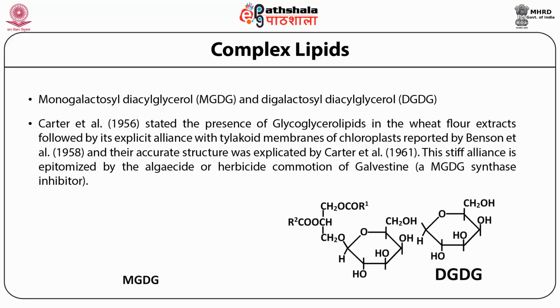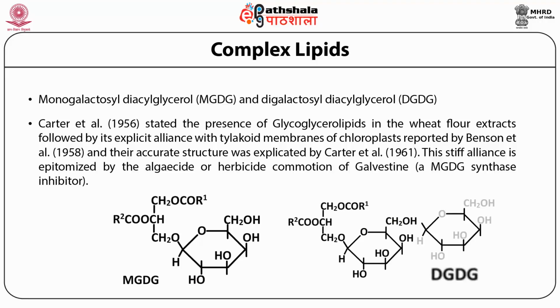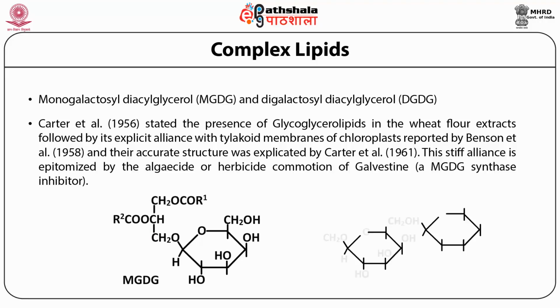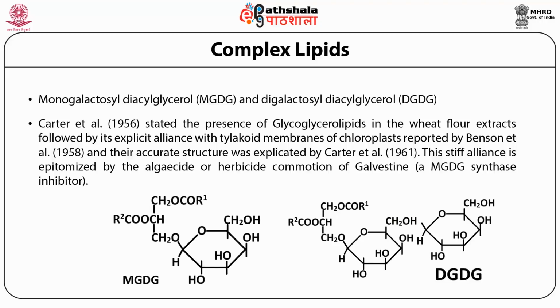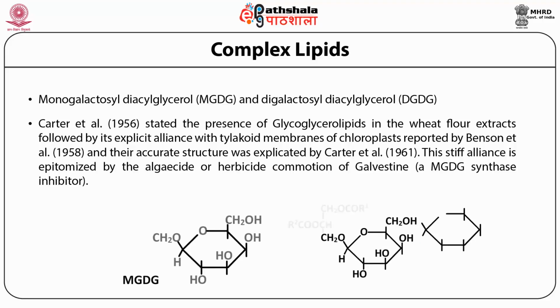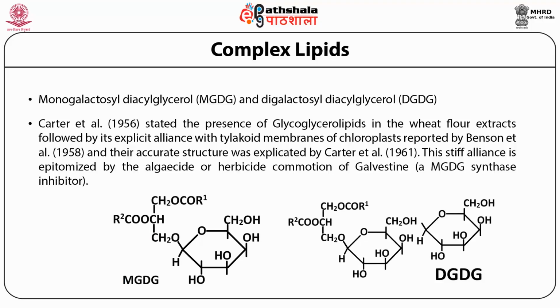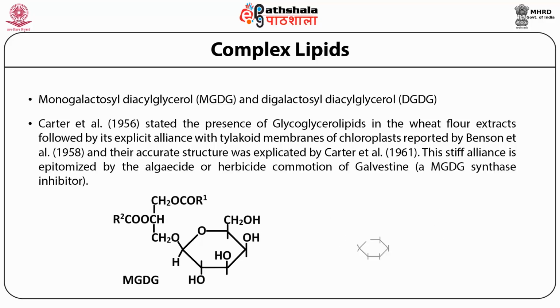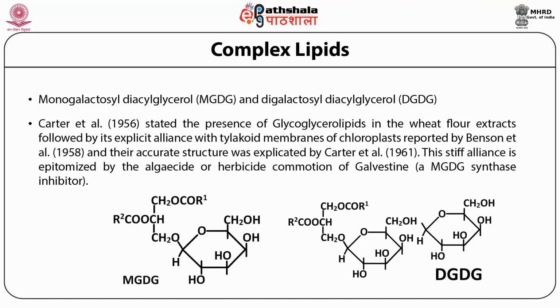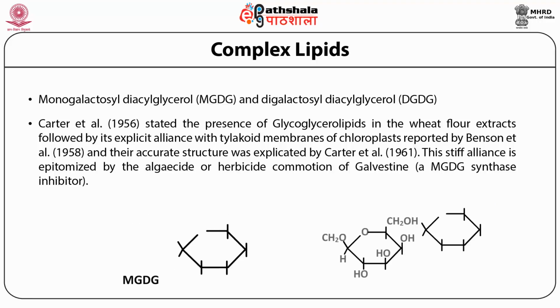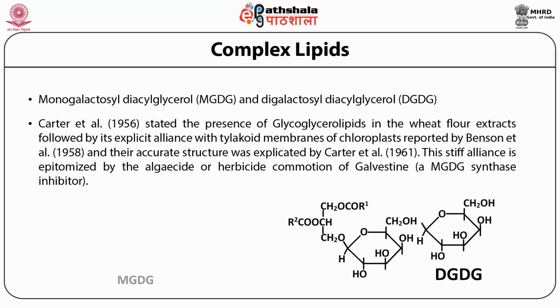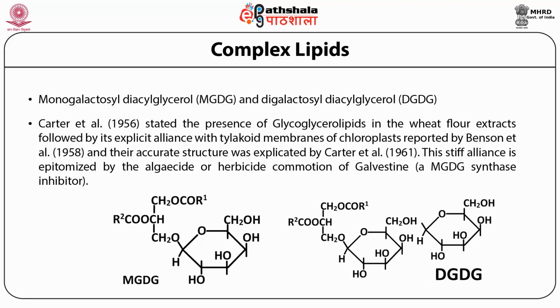However, the accurate structure of monogalactosyl diacylglycerol and digalactosyl diacylglycerol was later explicated by Carter et al. in 1961. This alliance is epitomized by the algicide or herbicide commotion of galvestine, which is a popular monogalactosyl diacylglycerol synthase inhibitor.